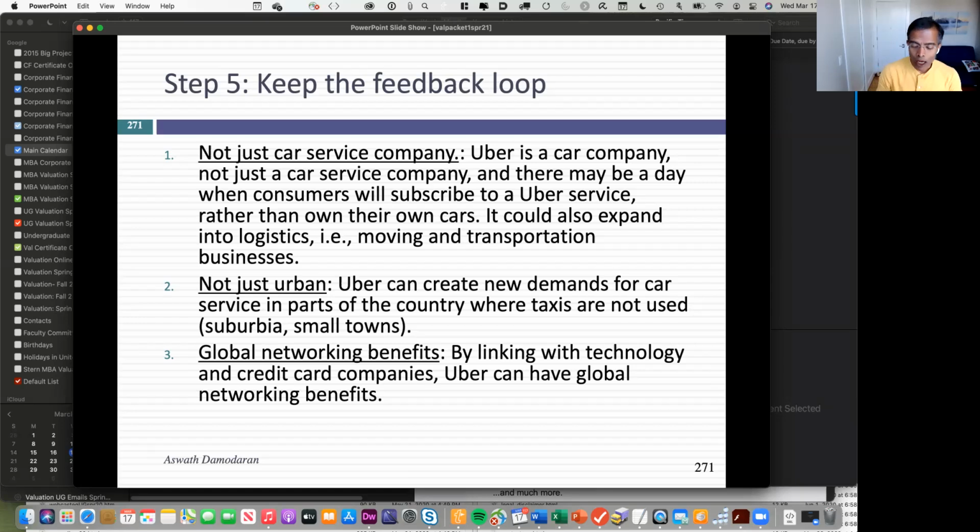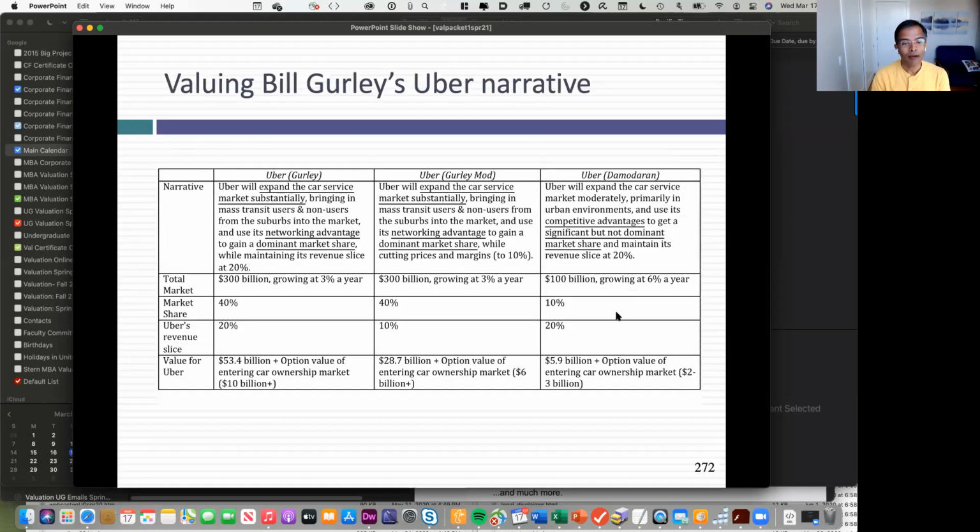So here's what I did. I went to my valuation of Uber. Remember that I've given them $100 billion total market? I tripled that. Why? Because that's what the logistics business brings. And you bring in moving and delivery, you're looking at a much bigger market. Remember that 10% market share I gave them with my local networking story? If Bill's right and this becomes a global networking story, there wouldn't be 9 ride-sharing companies around the world. There might be 3 or 4, which means Uber's market share can be as high as 40%. You give them a $300 billion total market and a 40% market share. The value that you get is $53 billion.